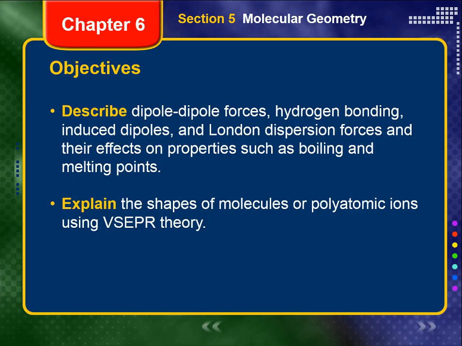At this point, I hope that you can describe dipole-dipole forces, hydrogen bonding, induced dipoles, London dispersion forces, and their effects on properties such as boiling and melting points, and then explain the shapes of molecules or polyatomic ions using VSEPR theory.